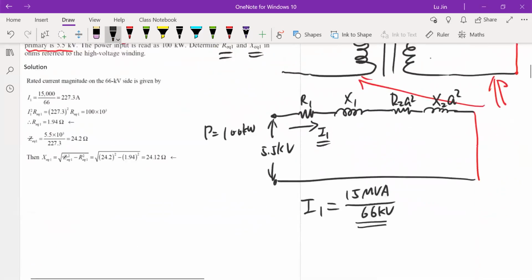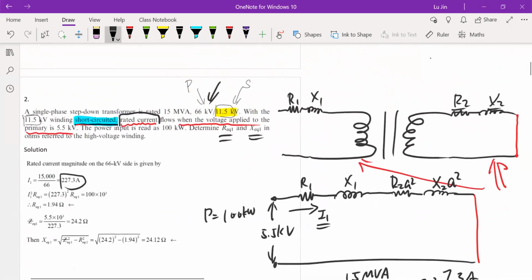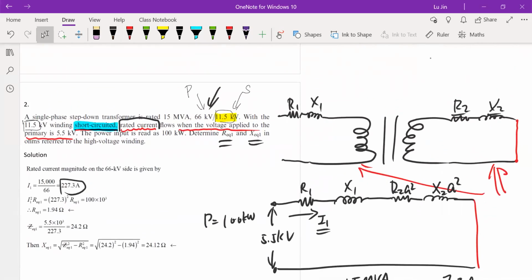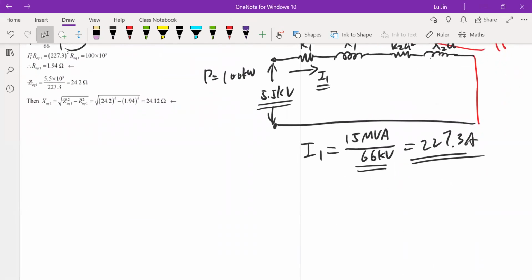Okay, so rated voltage. Based on this formula, the answer is 227.3. Okay, just copy this one here. This one is the rated current, I1. Okay, now I1 is known. And we know for this rated current to flow through the circuit, the voltage applied to this primer set terminals is 5.5 kilovolts. And the real power is 100 kilowatts. So let's have a look how to determine the equivalent resistance and equivalent reactance.